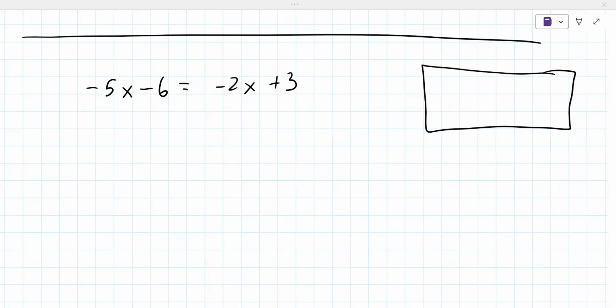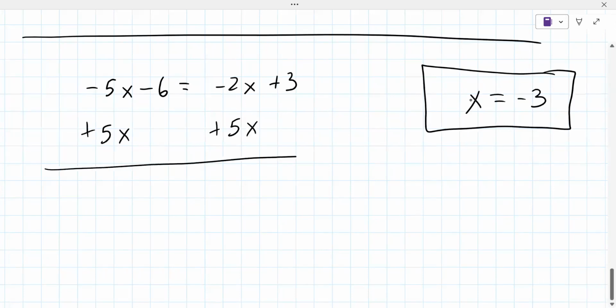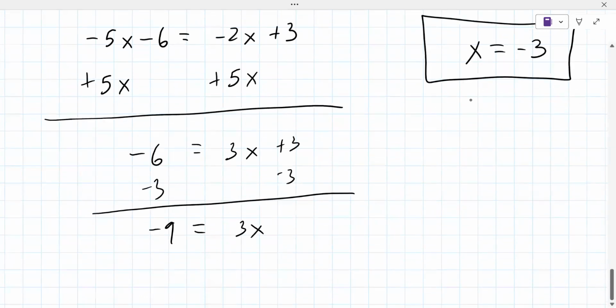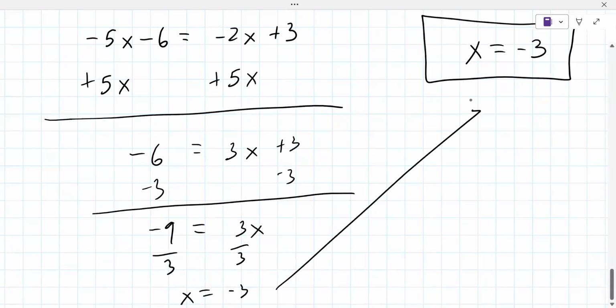X equals -3. Okay. Take a look here. So did you add 5x to both sides? Yes. All right, so we got -6 equals 3x plus 3. Subtract 3 from both sides. You're doing great. Minus 9 equals 3x. Divide by 3. X equals minus 3, like that.